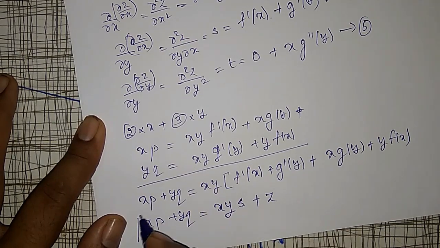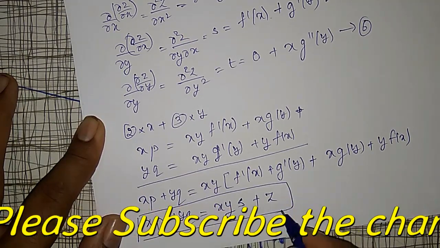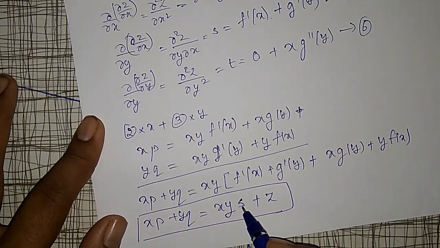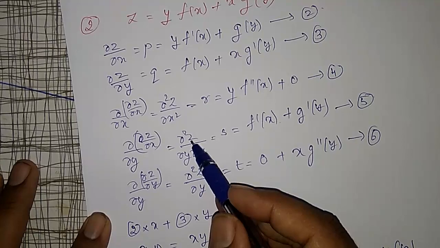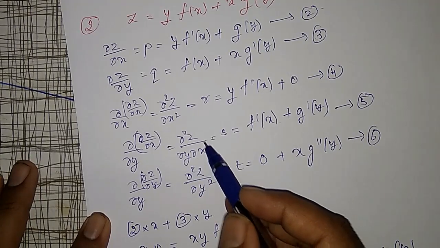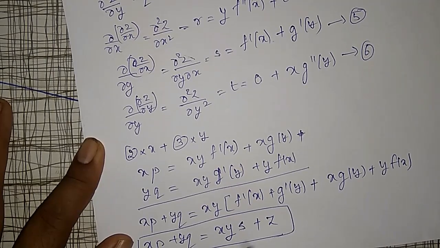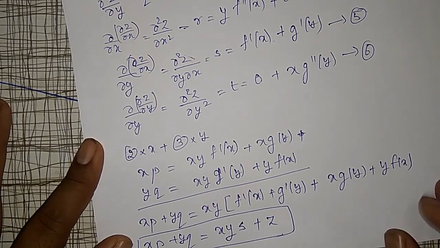Here we have eliminated all the partial derivatives. This is my required PDE, and here p, q, s are there. s is nothing but dou square z by dou y dou x. It is the second order partial differentiation. Therefore this is a second order PDE.